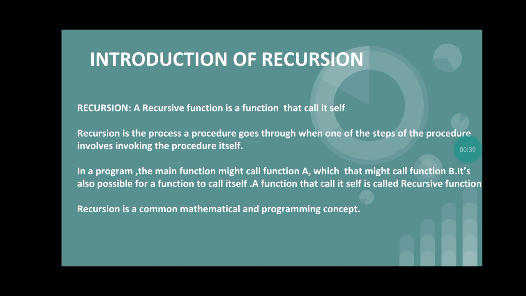Recursion is a process a procedure goes through when one of the steps of the procedure involves invoking the procedure itself. In a program, the main function might call function A, which might call function B. It is also possible for a function to call itself. A function that calls itself is called a recursive function. Recursion is a common mathematical and programming concept.